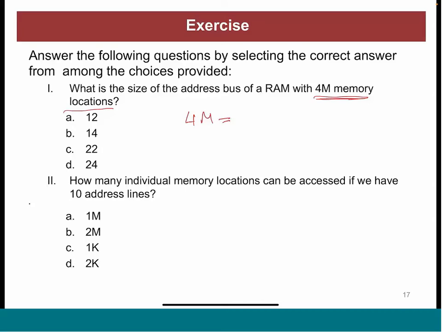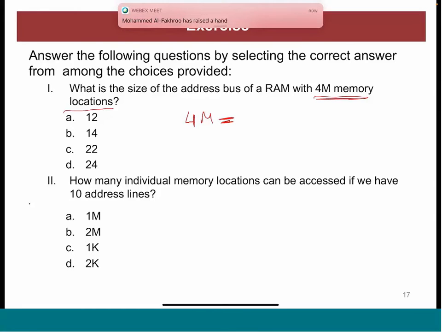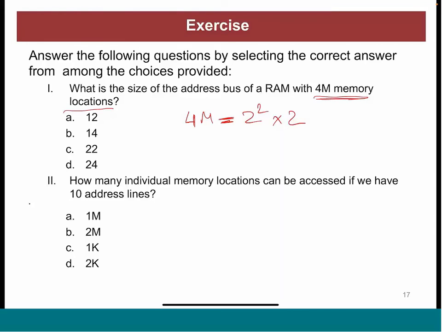No, what is 4M? Yeah, if you write this as a power of 2, what do we get? Yes. So, Muhammad. Yes, Dr. 2 power 2 times 2 power 20, right? Because you said M. 2 power 2 mega is 2 power 2 times 2 power 20, which is equal to 2 power 22. So the correct answer is 22. So it's correct what you said.